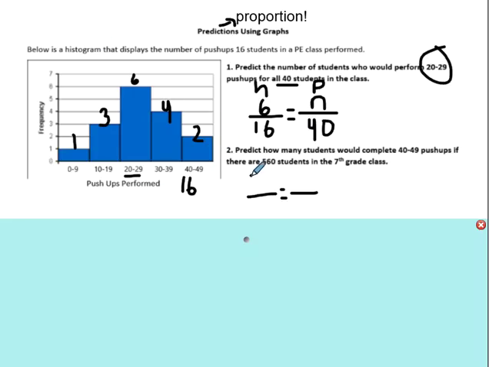That's going to be my first ratio. Well, 2 students out of how many in the histogram? 2 is not relative to 560. That's not the total. 16 is the total for the histogram. Okay, then we're going to think whole picture. If we have 560 students in the 7th grade, how many of those students did 40 to 49 push-ups? So that's my X. All right.